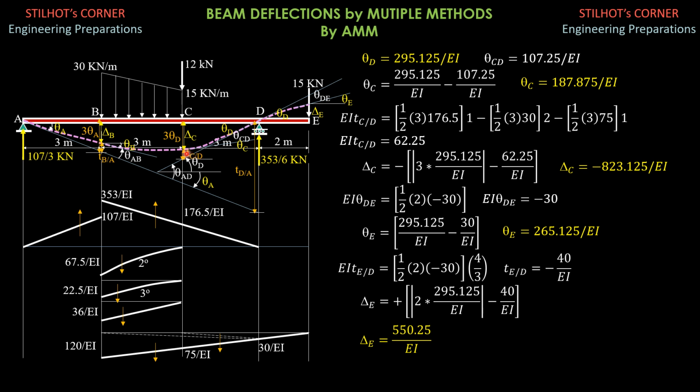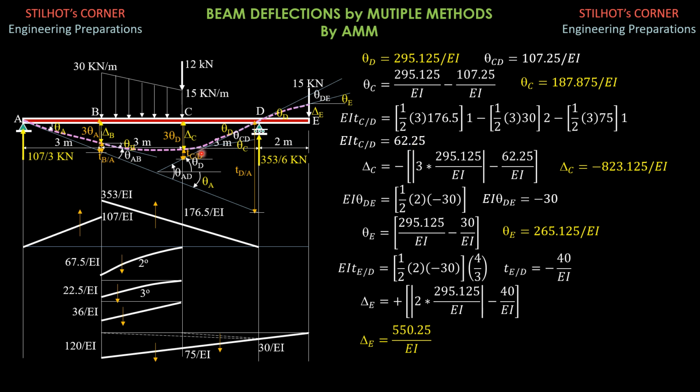So let's compute this first. Deviation of C relative to D is just the moment of area between C and D with respect to C. There are two areas, but let's divide this trapezoidal area into two triangles. So EI deviation of C relative to D is 1/2 of 3 times 176.5 times moment arm 1, minus, for the smaller triangle, 1/2 of 3 times 30 over EI times 2, then minus this bigger triangle, 1/2 of 375 over EI times 1. So calculating, EI deviation of C relative to D is positive 62.5.